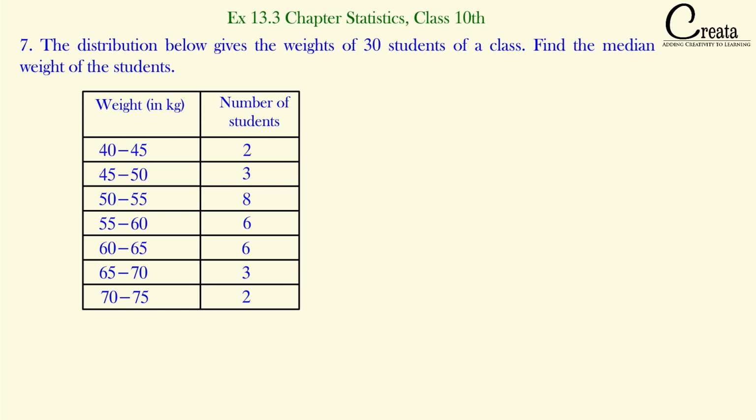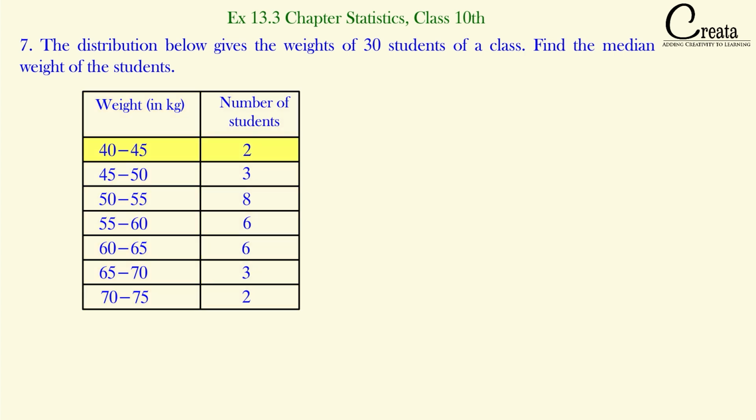So this is the question. Our first step, let's observe the question. In this question, the data is given regarding 30 students of a class, and the data is regarding the weight and the number of students. In the first column, we are having the weight of the student. In the second column, we are having the number of students.